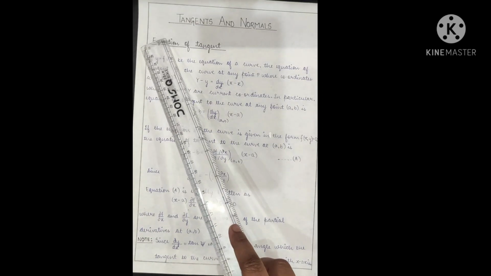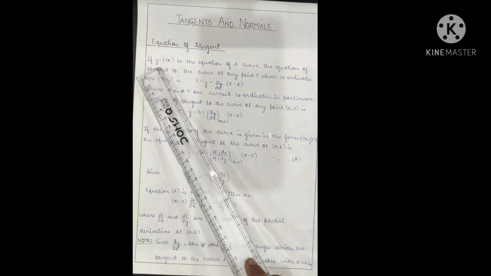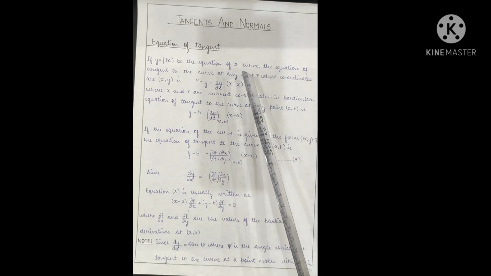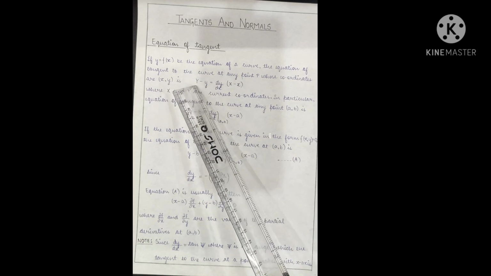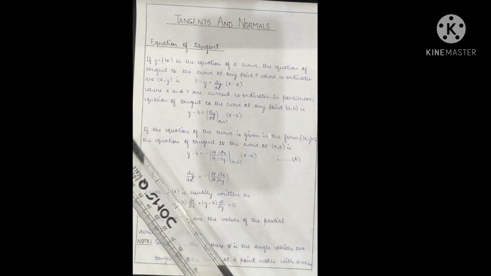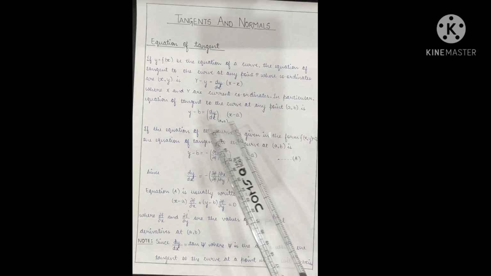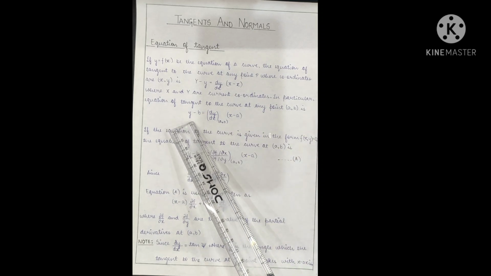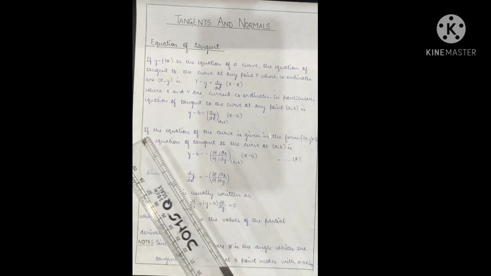Now, how to calculate the equation of the tangent? For that we consider the equation of a curve as y equals f(x). The equation of the tangent at a point P whose coordinates are small x and small y will be capital Y minus y equals dy by dx into capital X minus small x, where capital X and capital Y are current coordinates. So the equation of the tangent at any point (a, b) will be y minus b equals dy by dx at (a, b) into x minus a.